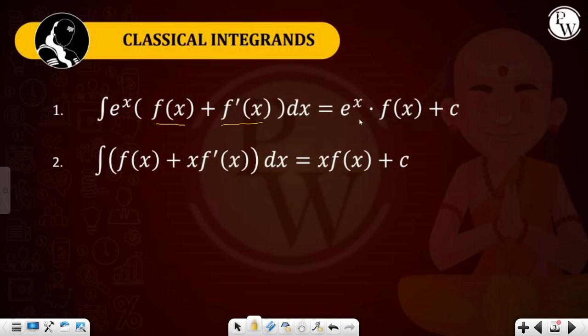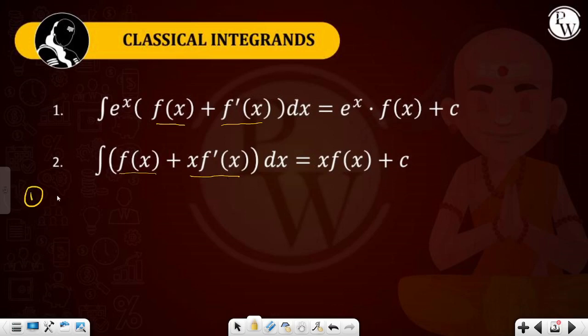Then its integration will be e to the power x into f of x plus c. Got my point? Okay. Second pattern will be integration of, suppose there is a function of x and we have added to it x into its same function's derivative. Then its integration will be x into f of x plus c. Okay, I am taking two basic illustrations. You will get a hang of this formula easily.